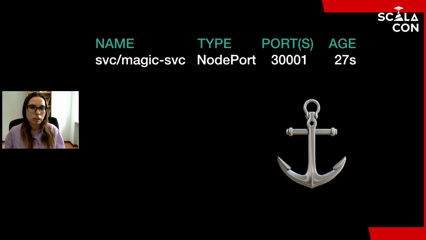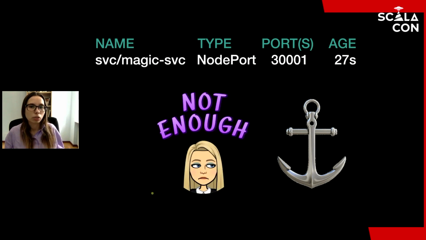So we can see that the type of service is node port. There is a port and the age, only the visible port here. And we can have multiple of them. So it works like an anchor because it allows us to, again, build this connection to somewhere else.